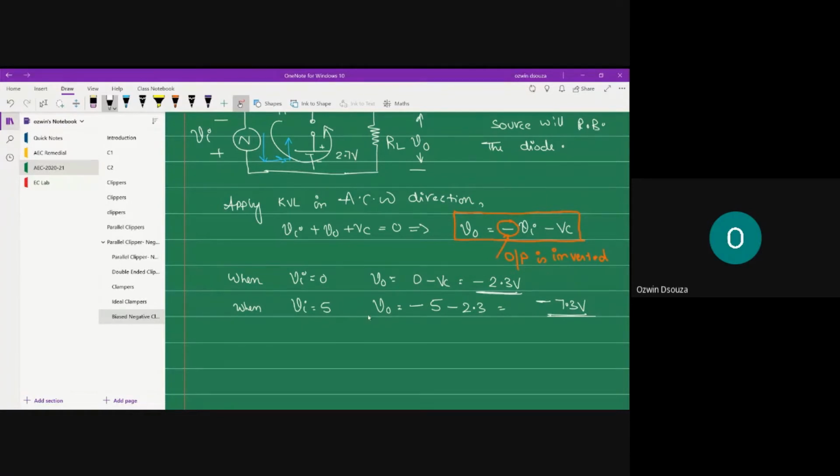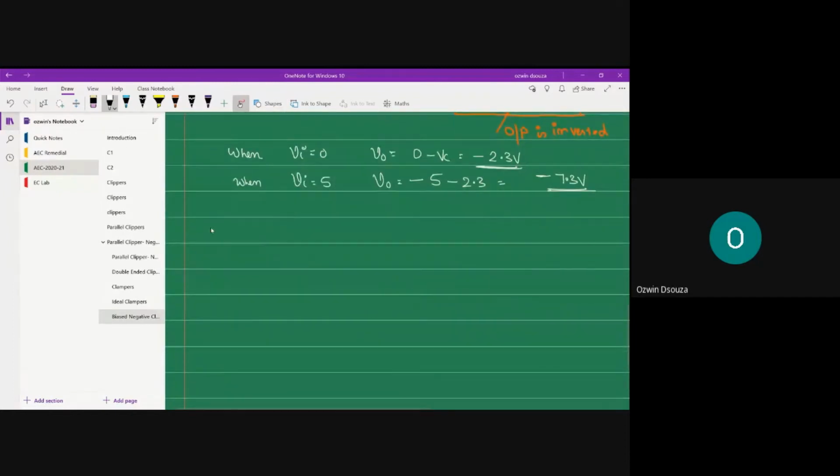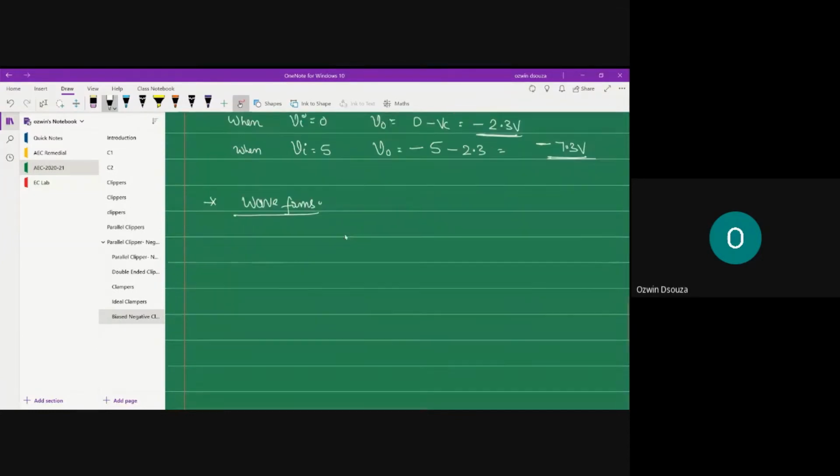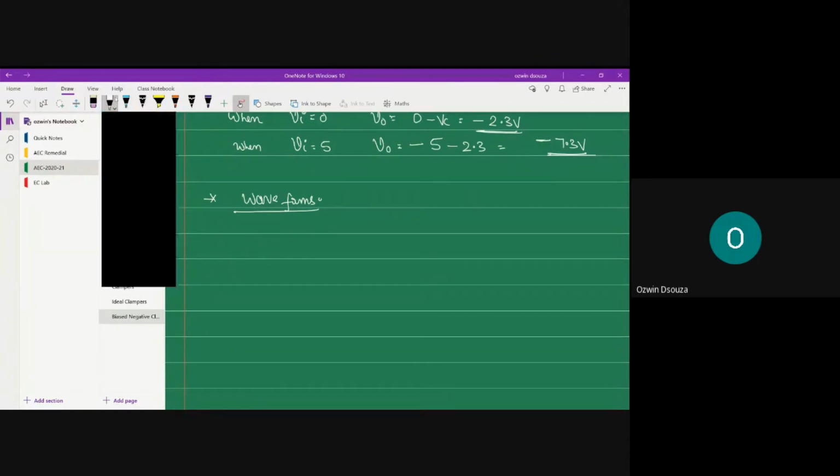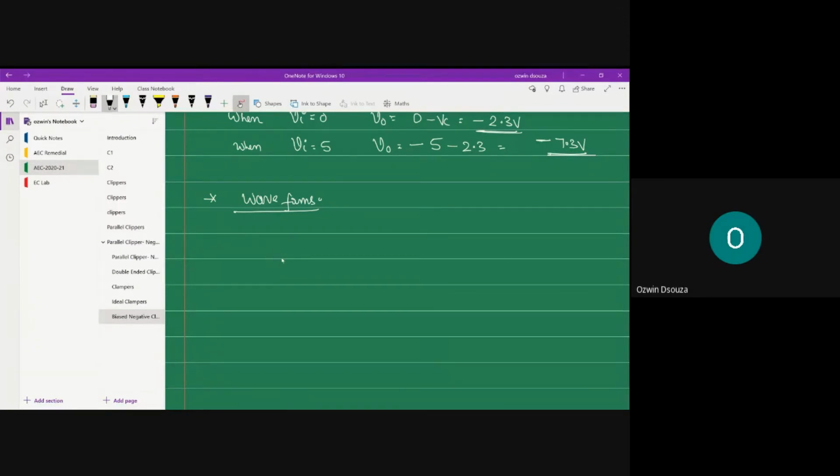Now that we have the instantaneous values of the positive half cycle as well as the negative half cycle of the output, we can plot the waveforms. So in the third part, let us plot the waveforms. First, let me plot the input. It's a triangular wave, right?